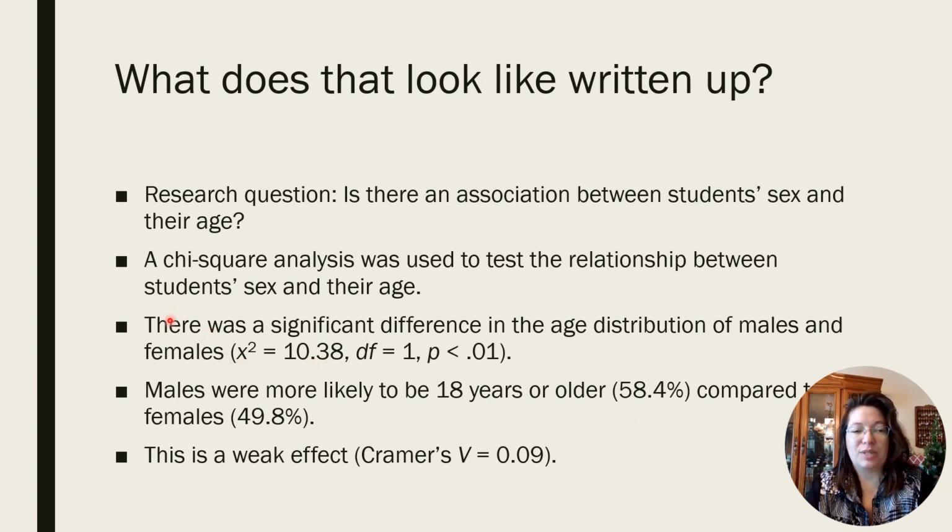So you say whether or not there was a statistically significant difference. You say where that difference was, but only if it was statistically significant. If there's no difference, don't include this statement and imply that there is some kind of difference. And then comment on the size of the effect.